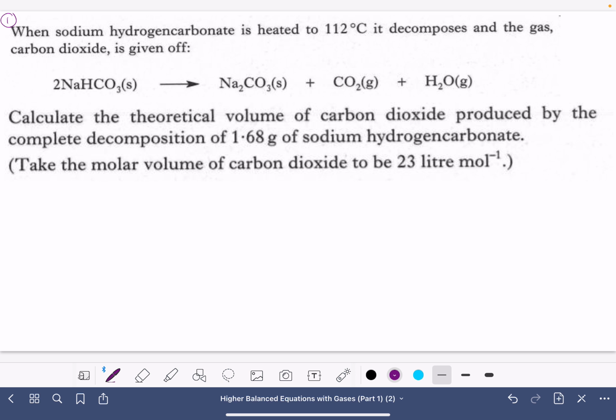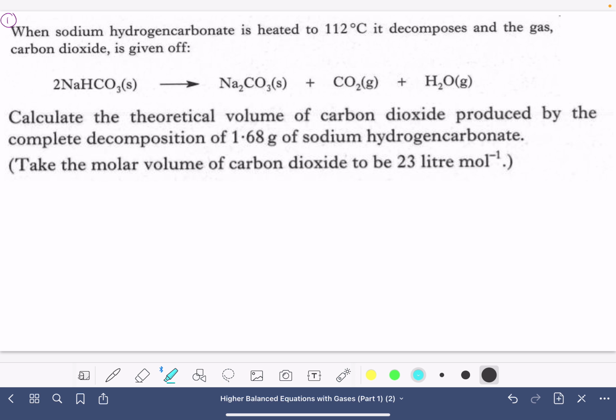So I'm going to use a highlighter so that I know what information from the question is important. When sodium hydrogen carbonate is heated to 112 degrees, it decomposes and the gas carbon dioxide is given off. Calculate the theoretical volume of carbon dioxide produced by the complete decomposition of 1.68 grams of sodium hydrogen carbonate. Take the molar volume of carbon dioxide to be 23 litres per mole.